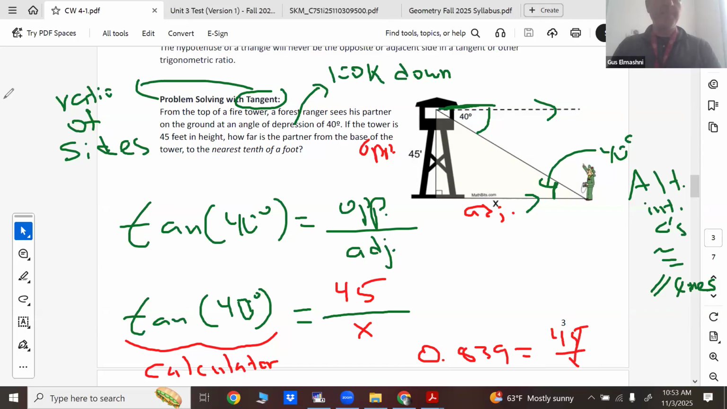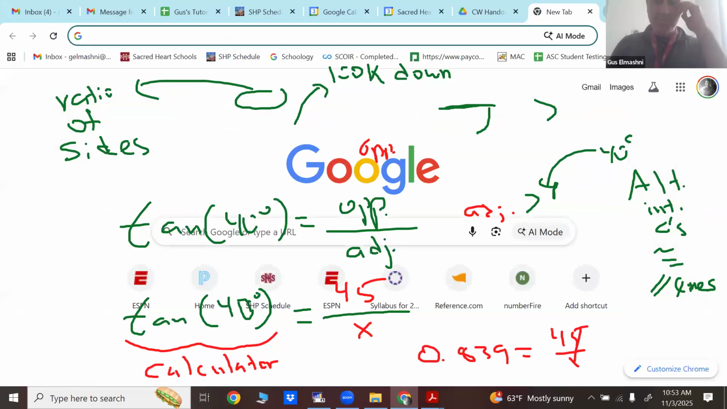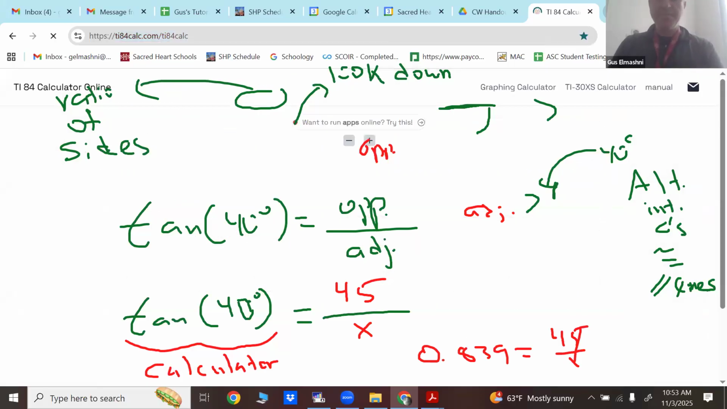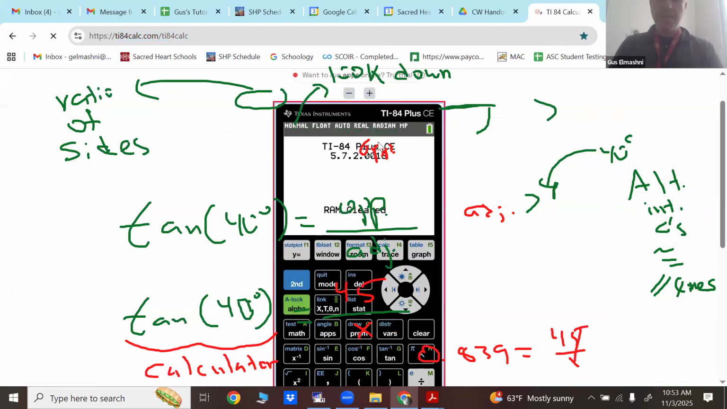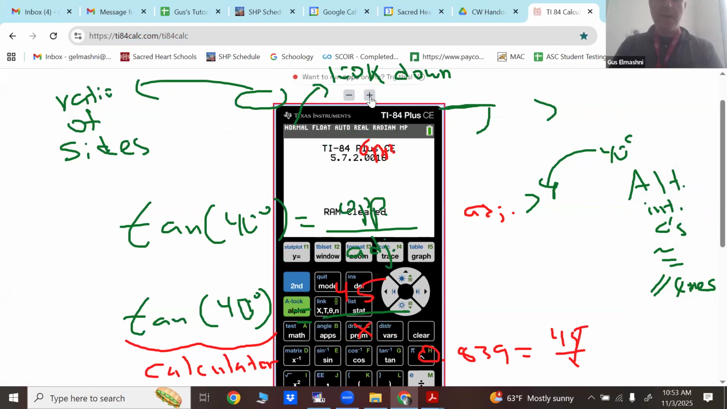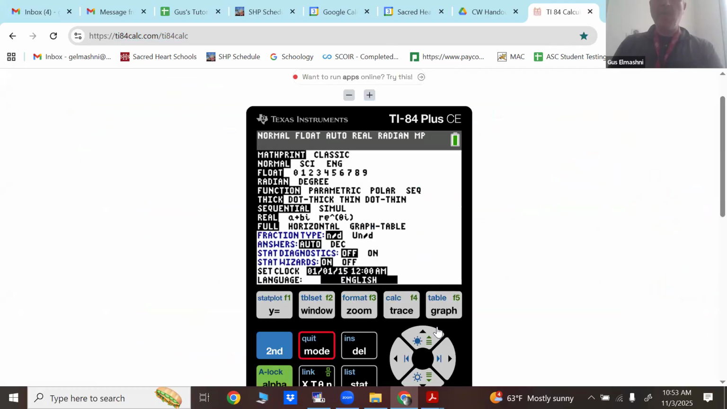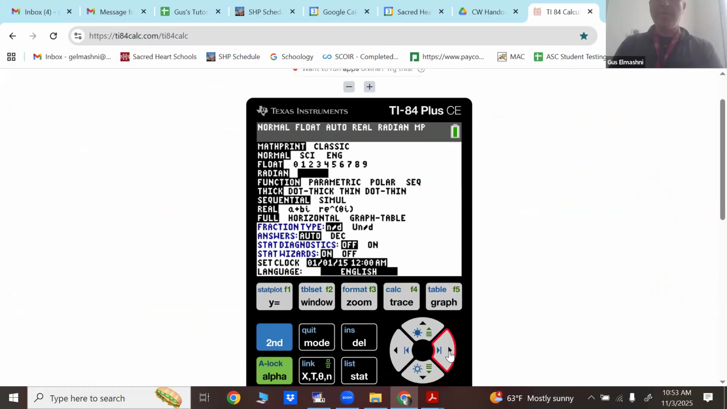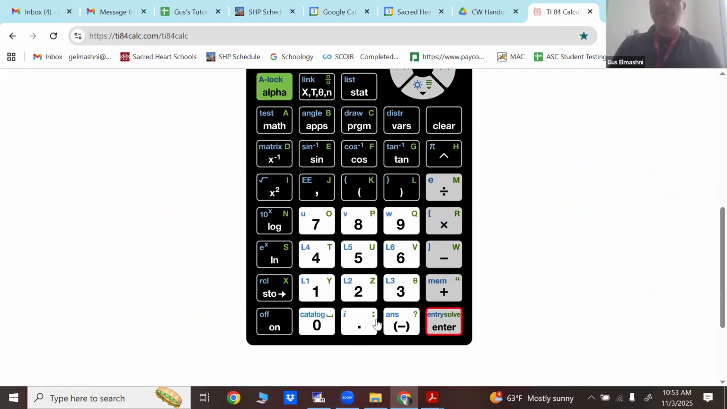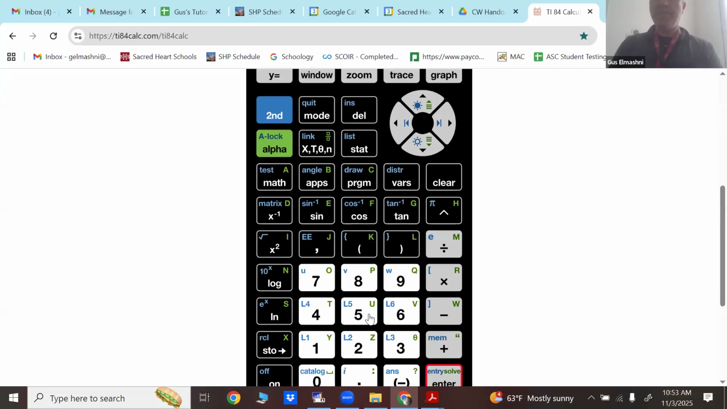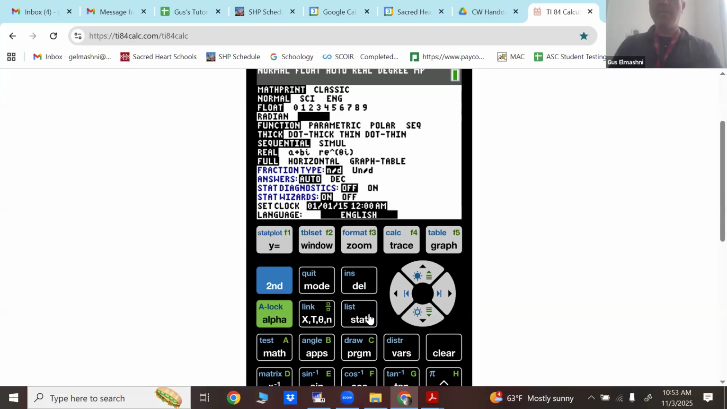Here's how you do it in the calculator. If I did it on a TI-84, let me clear the screen for a moment. I'll bring it back, don't worry. By the way, you have to go to mode, and you do have to switch down to degrees. I'll teach you guys radians later in the year. Actually, I think we do radians in algebra too, but we'll go degree mode.